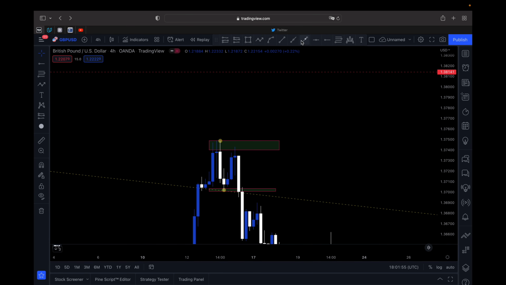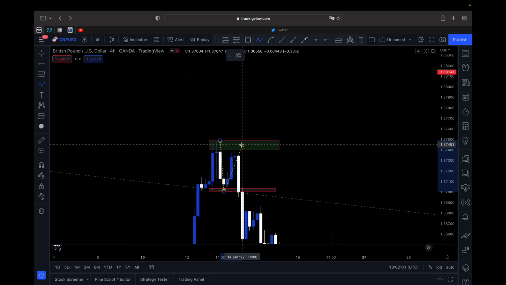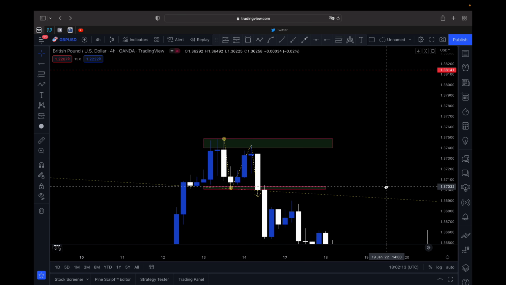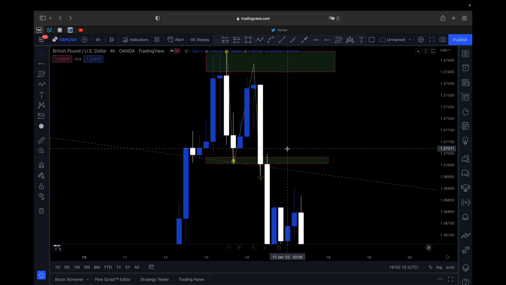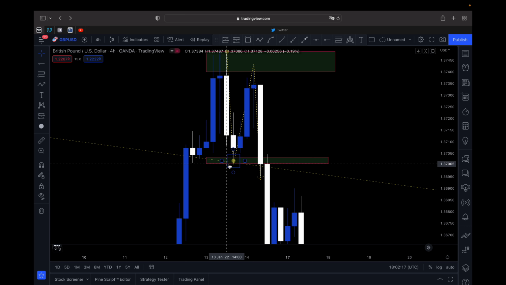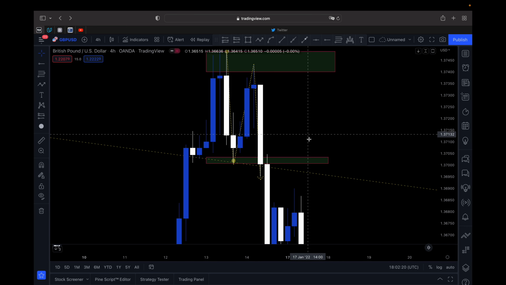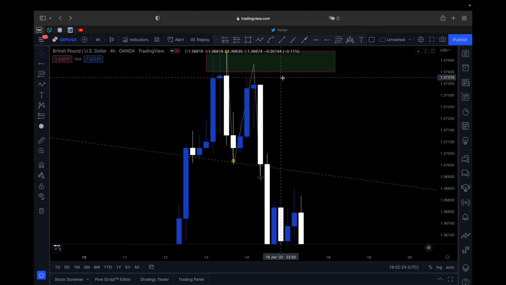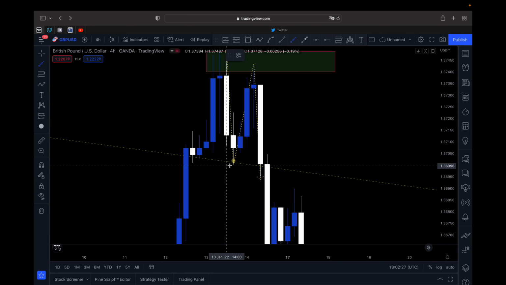But now price came to this level here, couldn't break this previous high, created a lower high compared to this previous high, and then broke this previous low. So this is my change of character here. Here becomes my change of character.